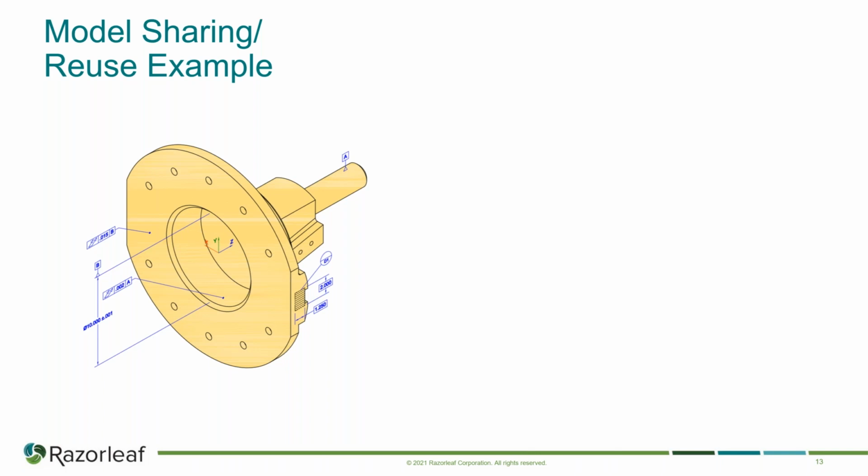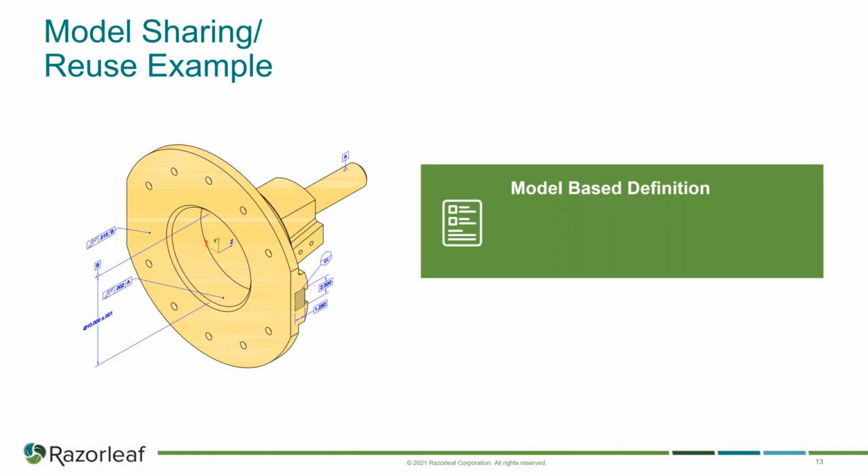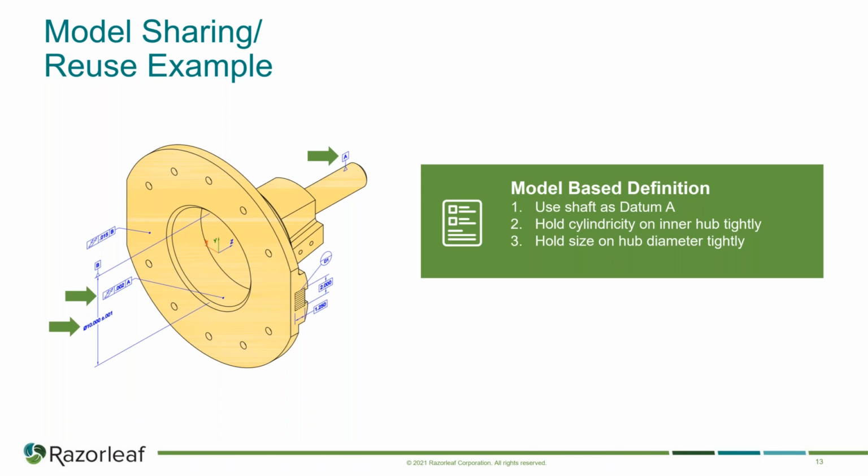So the dimensions and tolerances on this model communicate some very specific characteristics about the component. This is model-based design or model-based definition. For instance, you see I've highlighted a datum there. That's telling us use that shaft as a datum. This next piece of tolerancing information says hold the cylindricity on the inner hub very tightly. And this piece tells us to hold the size on the hub diameter very tightly. And this last piece tells us to use that hub diameter as another datum. So all of that dimension and tolerance information is capturing some intent and some knowledge in that model.